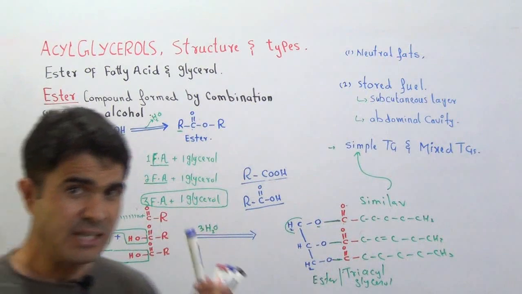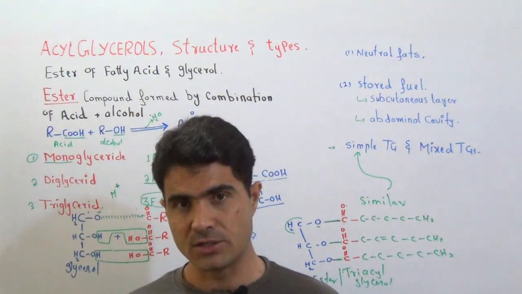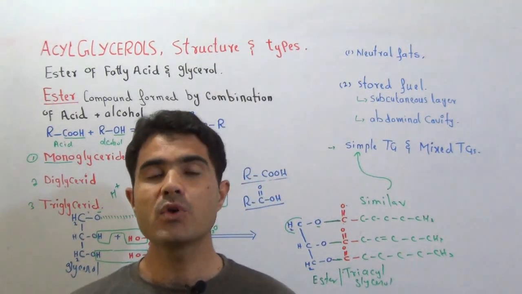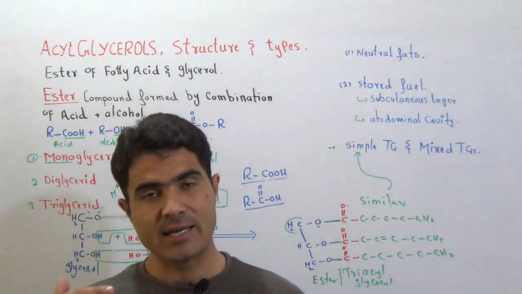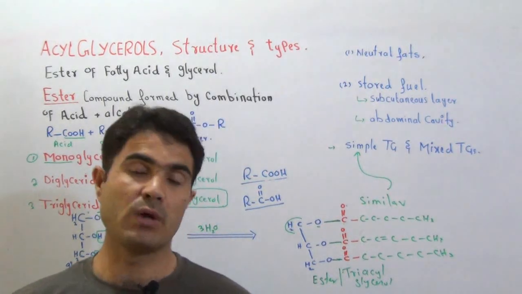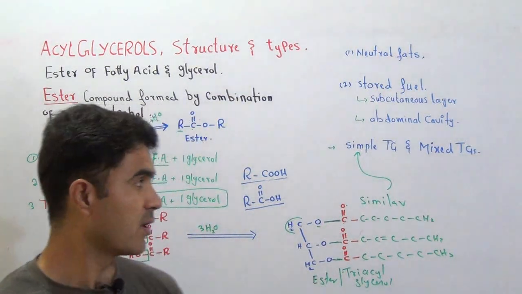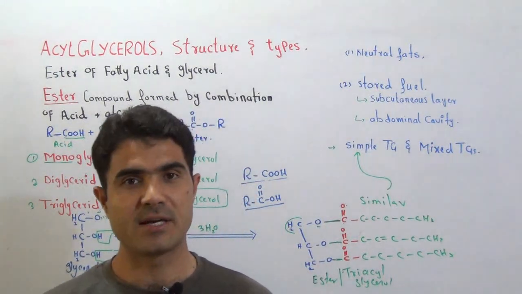So in my whole lecture today, we got the definition of acylglycerol, we got the types of acylglycerol, mono, di, and tri. We also got the structure of how a triglyceride is formed by the combination of one glycerol and three fatty acids. And also we got some more points regarding these triglycerides.